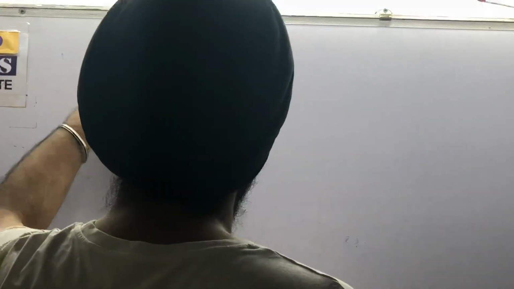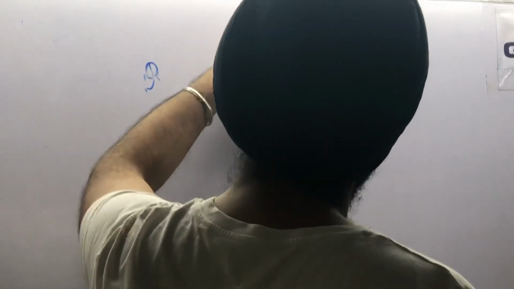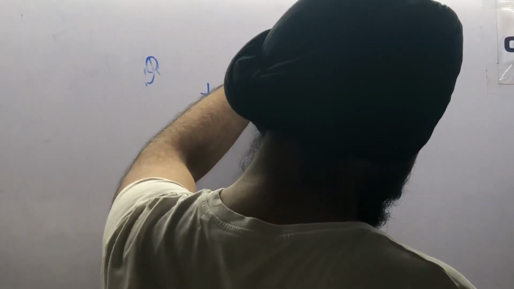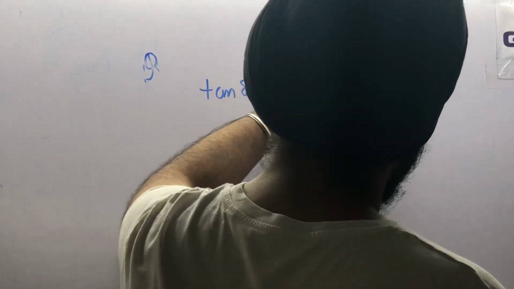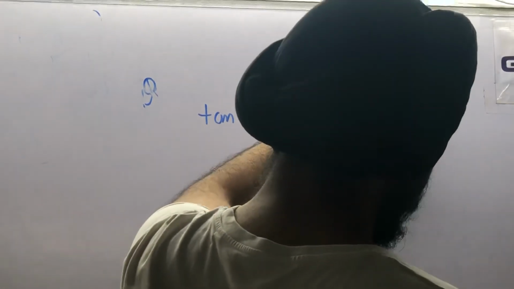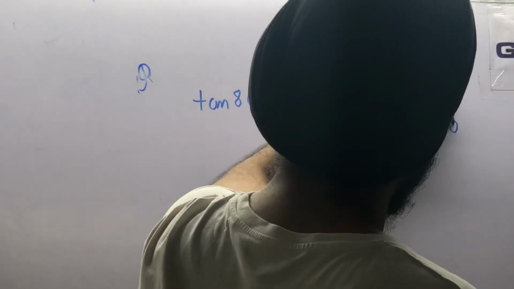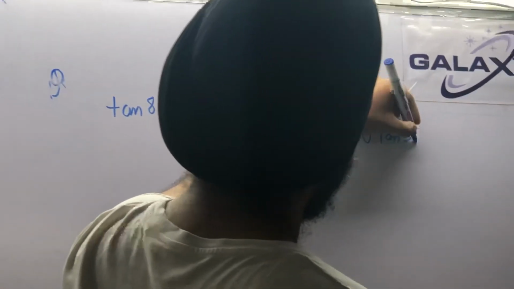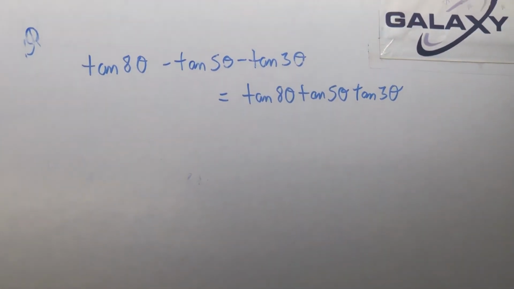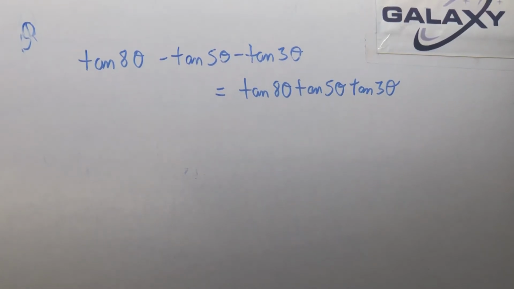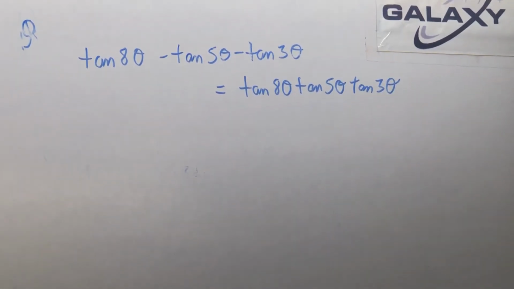Let's do one another next question. This is a good one and important from the point of exam. So you have to prove this: tan 8 theta minus tan 5 theta minus tan 3 theta is equal to tan 8 theta tan 5 theta tan 3 theta. Now you will see many types of these questions, okay, for tan and cot.